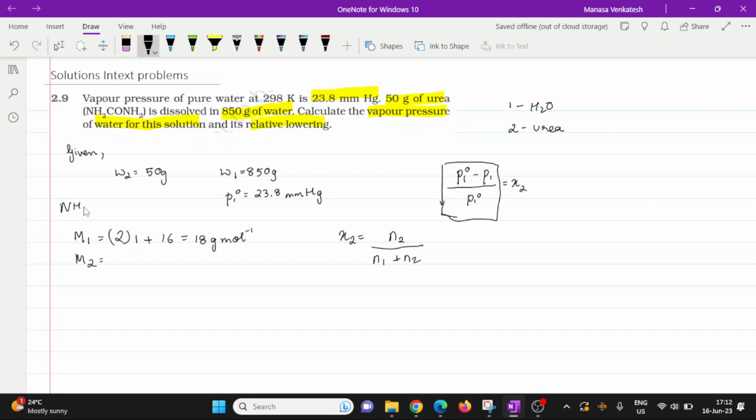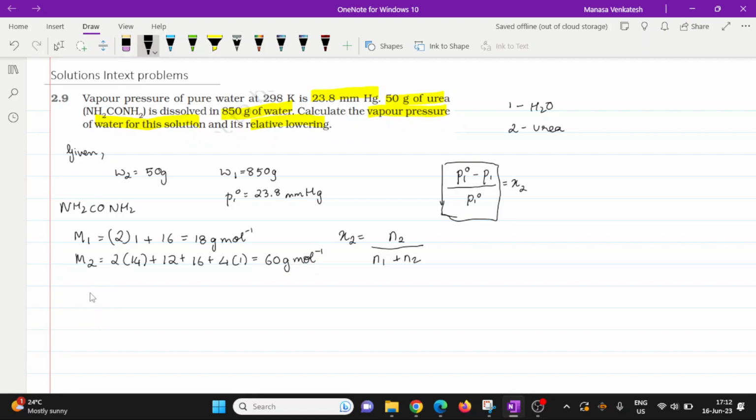NH2CONH2, that's the formula. So you have 2 nitrogen atoms. So that means you have 2 into 14 plus 1 carbon atom, so just say 12, plus 1 oxygen atom, which is 16, plus 4 hydrogen atoms. So 4 into 1. So this in total is going to give us 60 grams per mole.